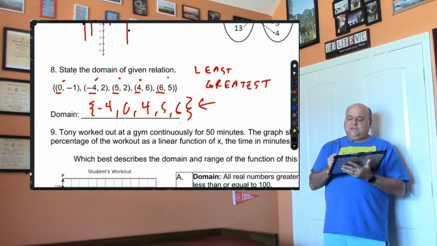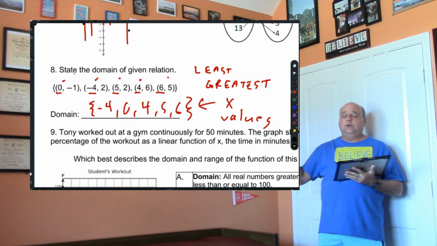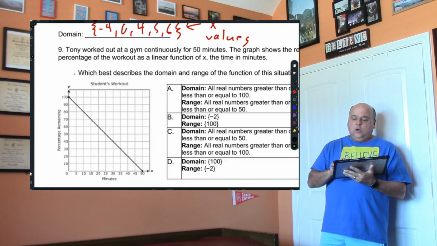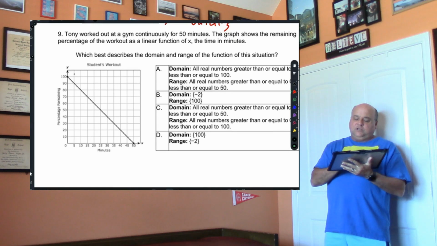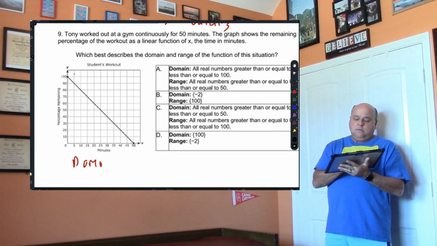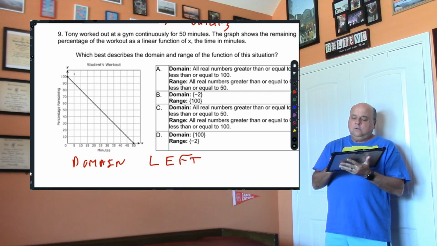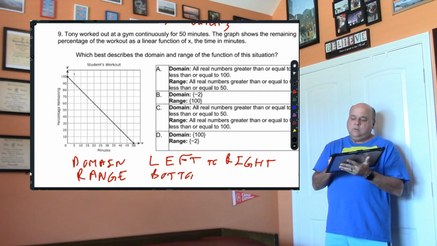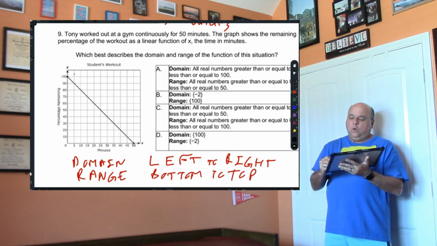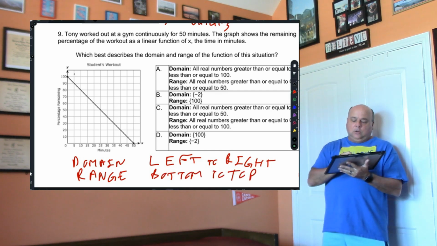It's just the x values, right? And it's from least to greatest. So make sure you're able to sort it from least to greatest. We are almost done. Very important on this one. Please write this down. The domain goes from left to right. The range will always go bottom to top. You always go least to greatest.